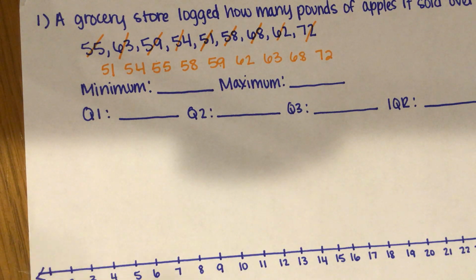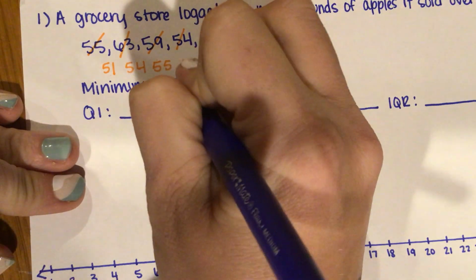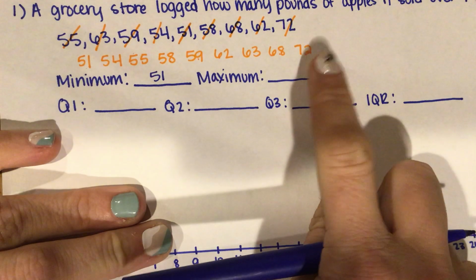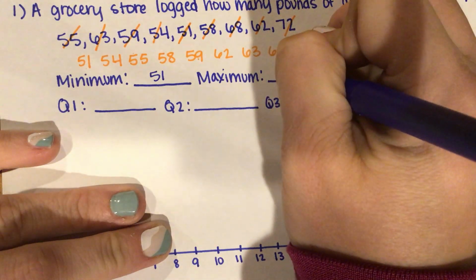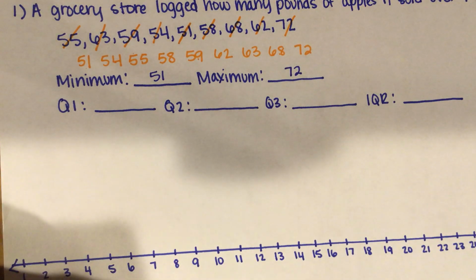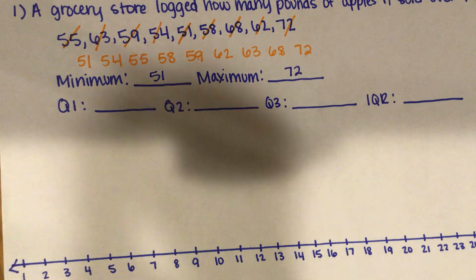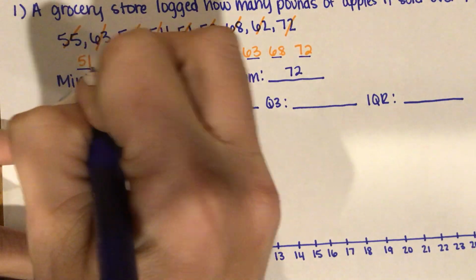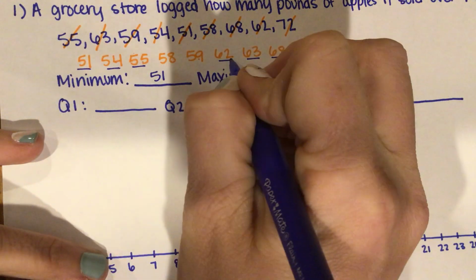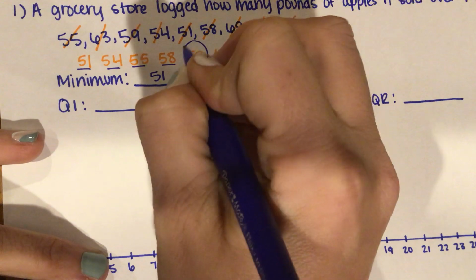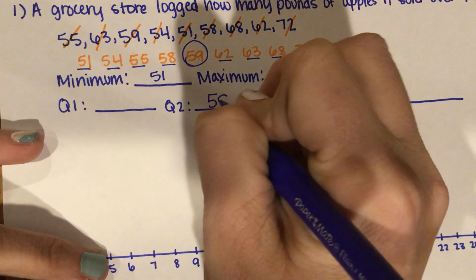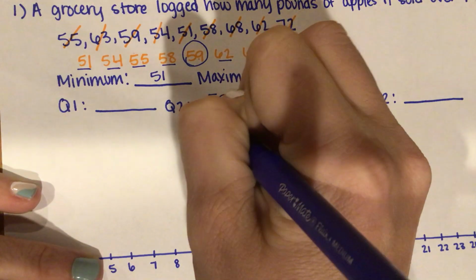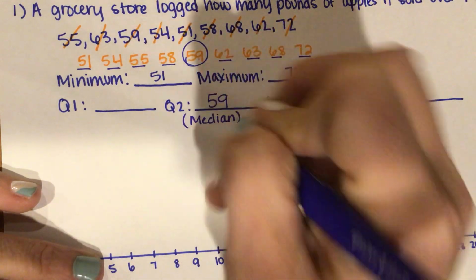First, minimum value, 51. It's my lowest value. My highest value, 72. Next, my middle number. It's this 59 right here. That is my middle number. That's my median, also known as Q2.